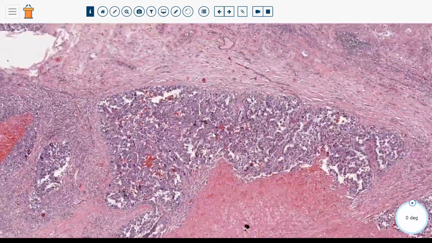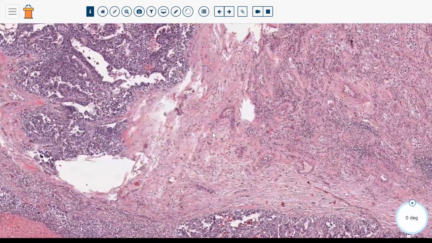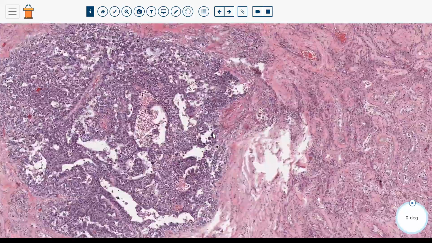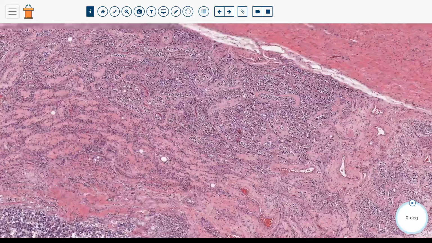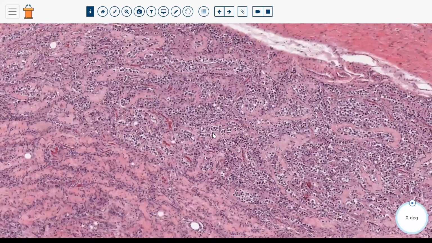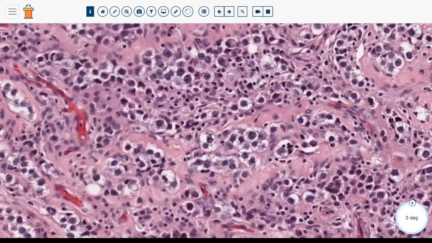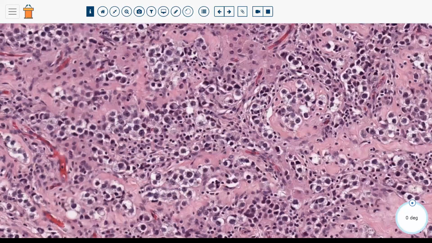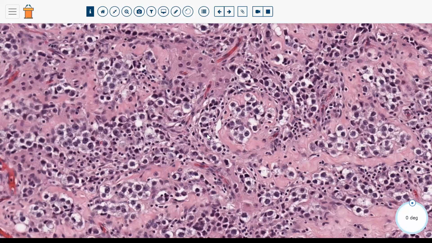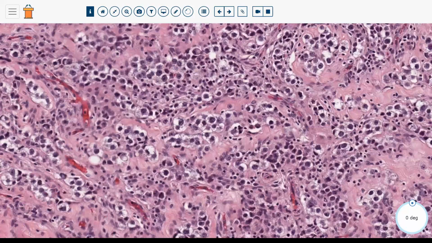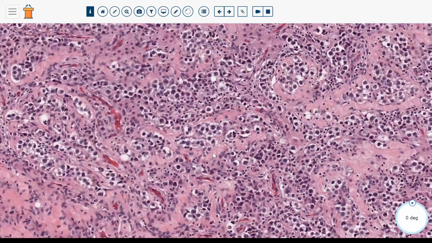And if you spent some time looking around this slide as well, you might notice that there's also some seminoma in this particular case. If you go up to the top edge of the slide here, you can see there are some seminoma cells with the more clear cytoplasm, some of which are probably intratubular. As you can see here, there's a tubule that's probably filled up with seminoma cells, and others which are infiltrating into the stroma.